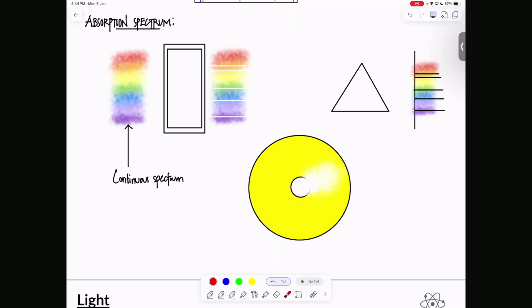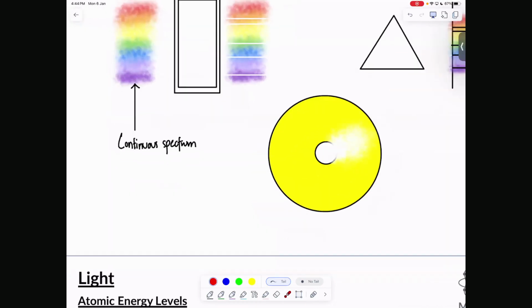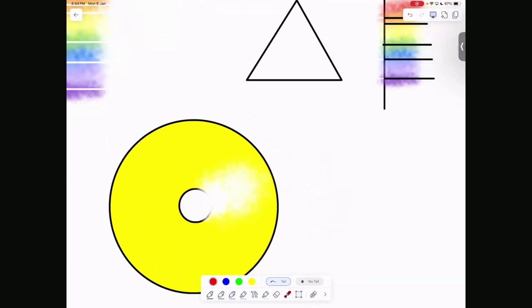Because it has every color except for certain colors, right? So yeah, this is the absorption spectrum out there, and there is supposed to be a follow-up question. I'll wait for the question. There's a gap in what I said.